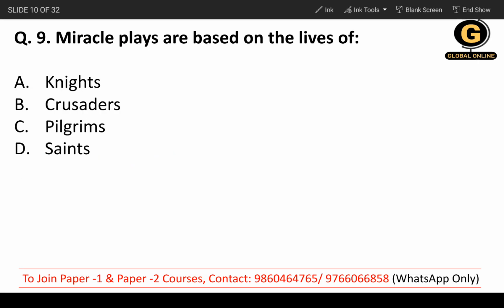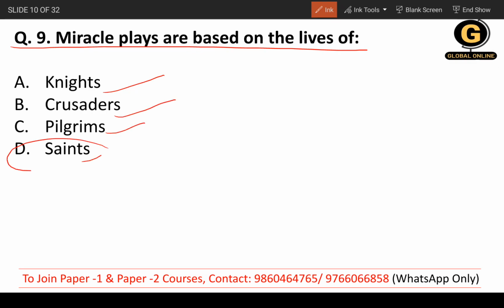Moving on to the next one. Miracle plays are based on the lives of. So let me tell you, there are miracle plays and mystery plays, and you need to know the basic things, which kind of plays miracle plays were, or which kind of plays mystery plays were. You need to know about it. So the options are knights, crusaders, pilgrims, or saints. So the correct answer is saints.